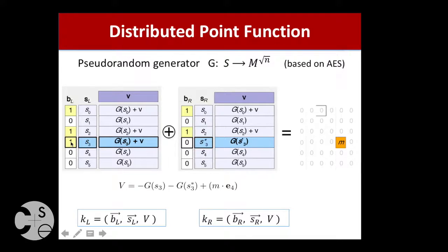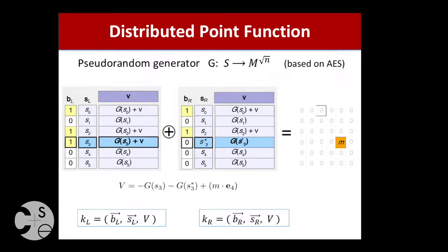You notice these vectors, one vector has a 1 in it, and the other vector has a 0 in it. So the vectors are the same, except at one place they're complements of one another. And similarly, the seeds are the same everywhere, except that in the fourth row, the seed is different. There's one seed on one side and a different seed on the other side. So actually, these are going to be the keys, right? The keys are BL, SL, and V. That's one key, and the other key is BR, SR, and V as well.